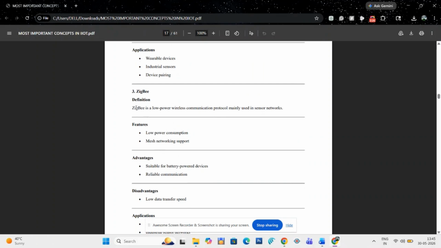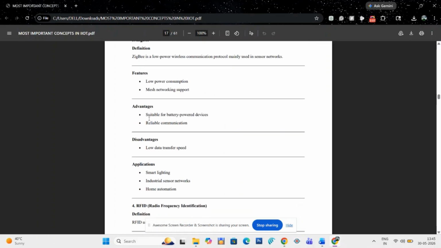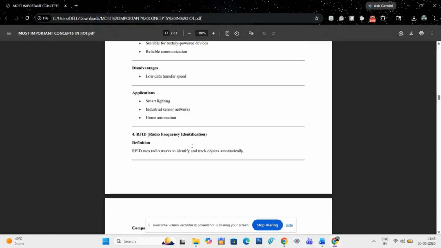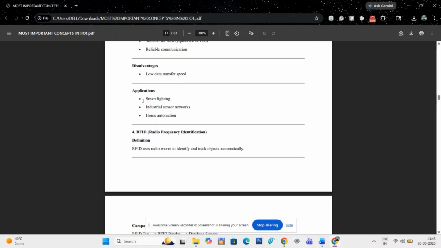The third technology is Zigbee. What is Zigbee? Zigbee is a low power wireless communication protocol mainly used in sensor networks. It has low power consumption and supports mesh networking. The advantages of Zigbee are that it is suitable for battery powered devices and it is reliable for communication. The disadvantage of Zigbee is its low data transfer speed. The applications of Zigbee are in smart lighting, industrial sensor networks, and home automation.